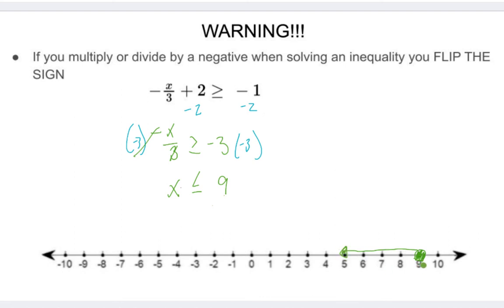So 9 counts, 8 counts, 7 counts, 8.2 counts, 9.1 is not part of the solution set. So 9 all the way down to -infinity is part of the solution set. Everything greater than 9 is not.